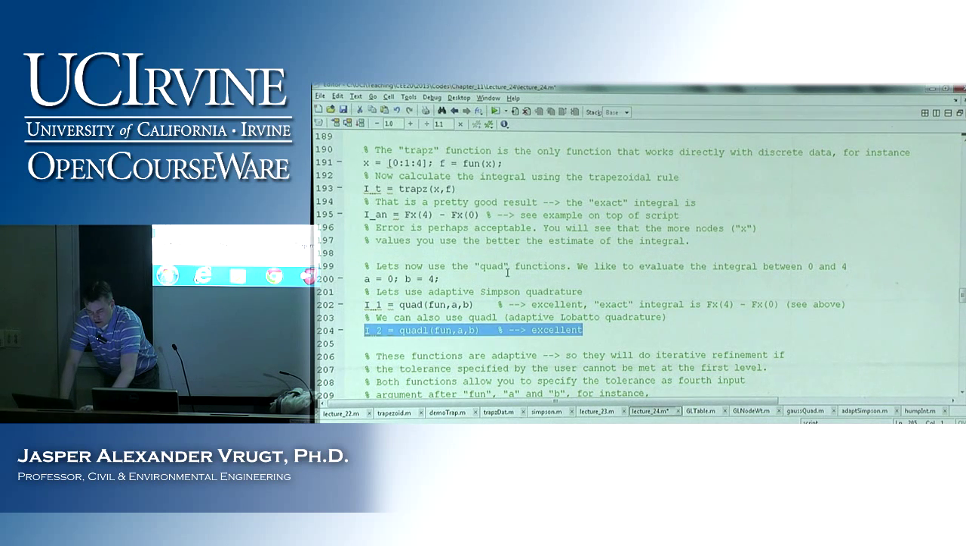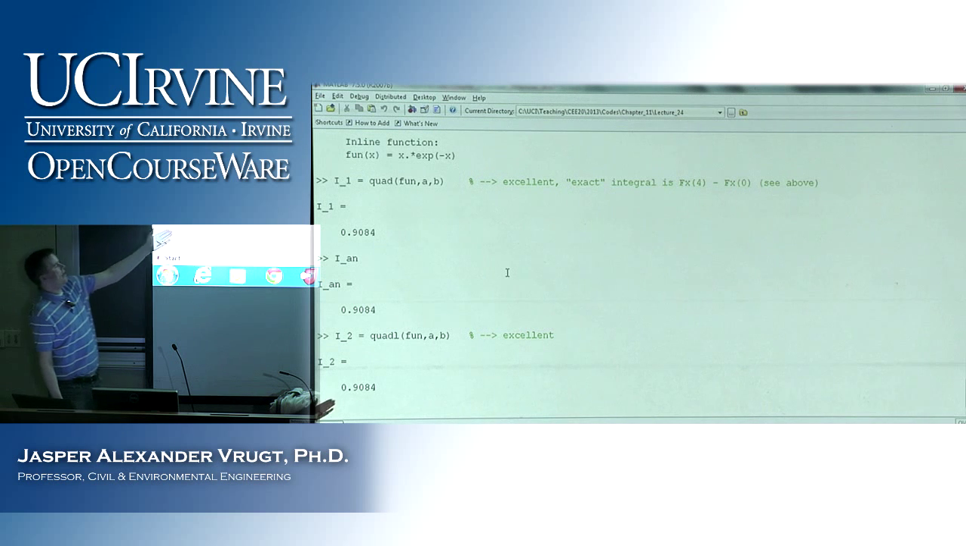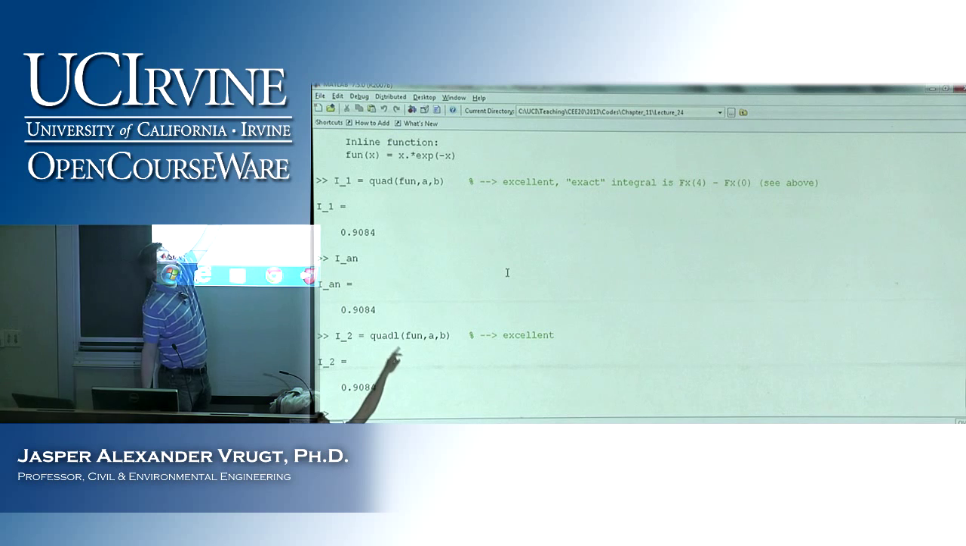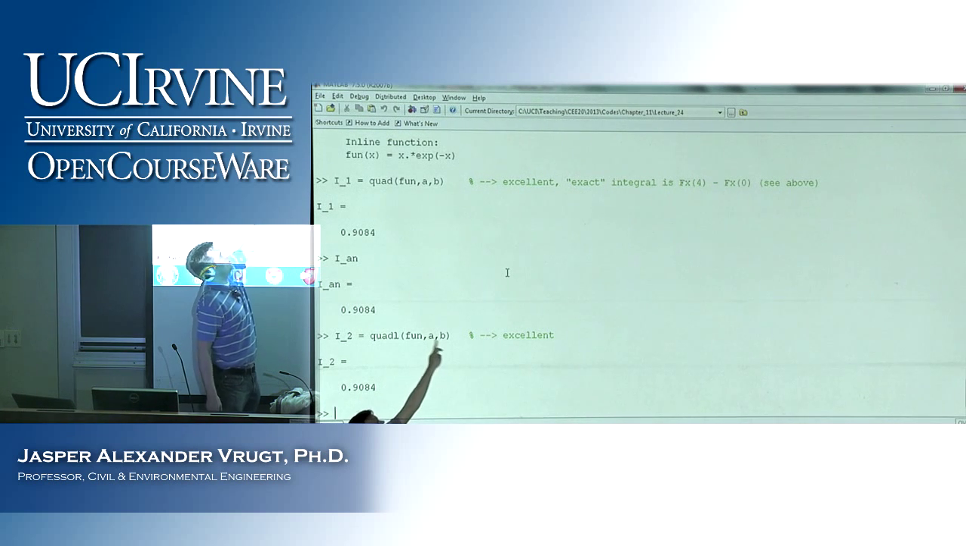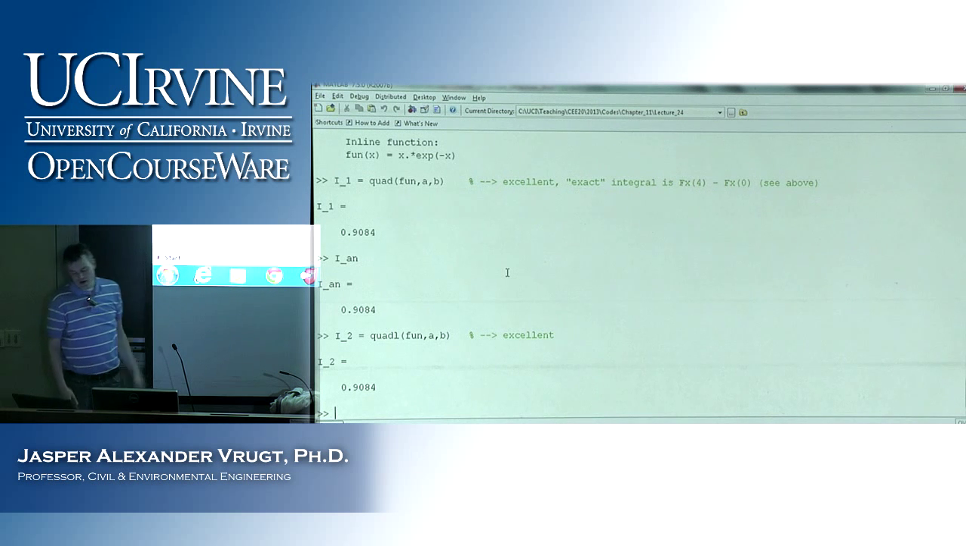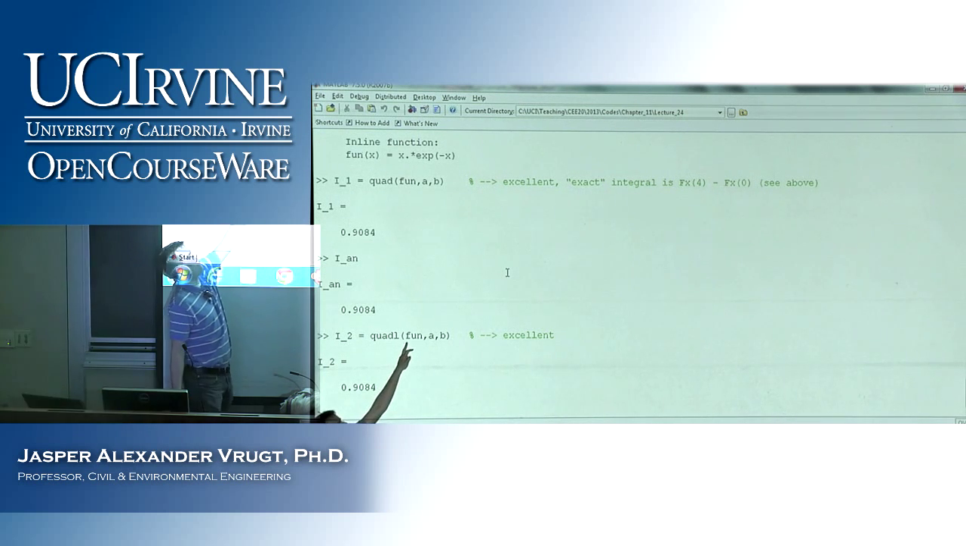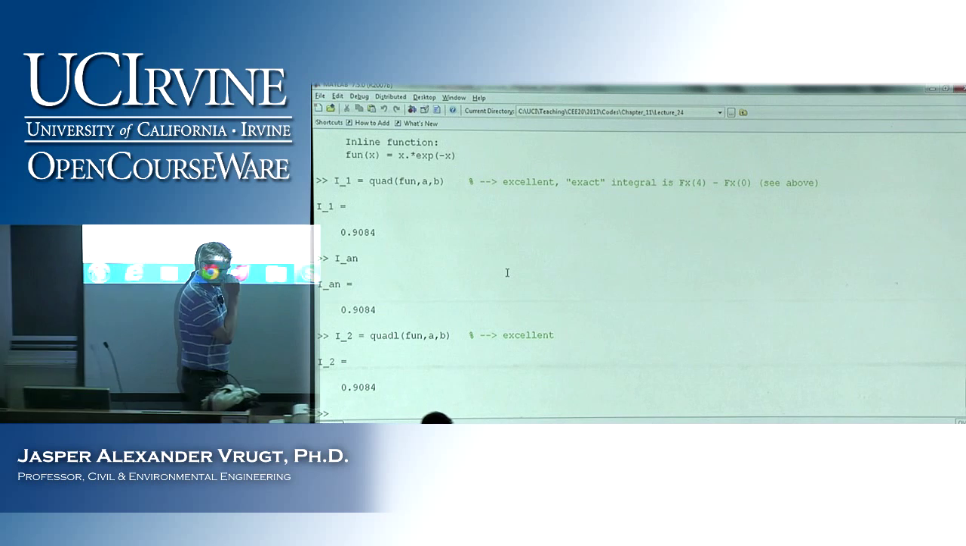We can also use that Lobatto quadrature method and we get the same result. But whether you use quad or quadl, you see that the function call is the same, and you're typically going to get a very similar answer. So you should know how to work with these built-in functions. So you specify a function as an inline function.